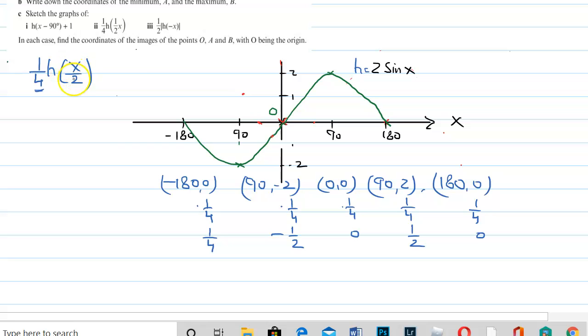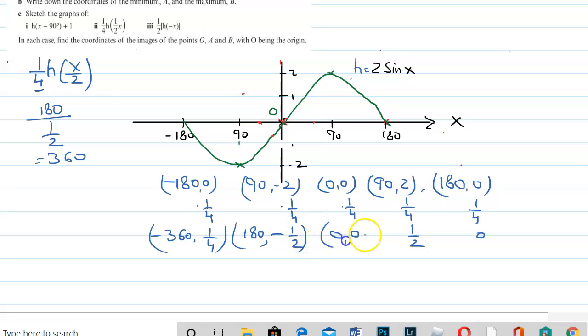Now this is inside the bracket, divide by 2. Means this number, this is a half, and we divide the coordinates of 180, so 180 is going to be divided by 2, so it will become 360. So this is minus 360, this is 180, this is 0, this is 180, and this is 360. So we have these coordinates for the second parts.